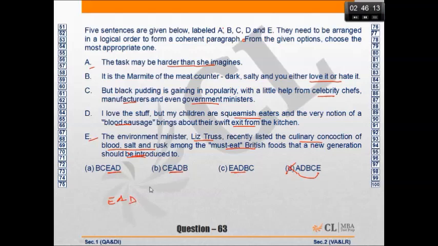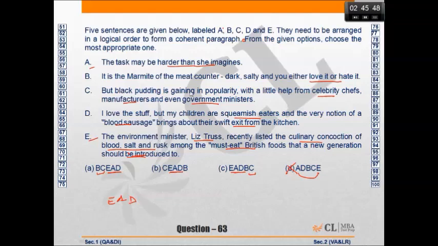But read the three of them. The government minister recently just said it's okay. The task may be harder than what she imagines. I love this stuff, but my children are squeamish eaters, and the very notion of blood sausage brings a swift exit from the kitchen. Okay. So we are left with BC. So the two choices have BC together, and one has B and C separate. So let me see, do B and C make sense together?